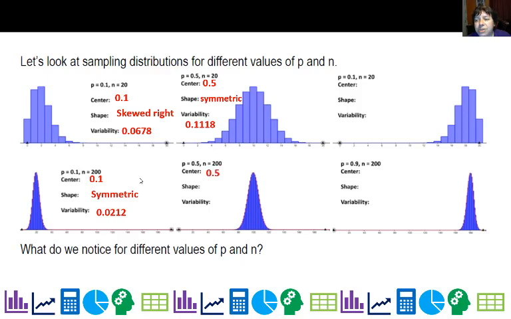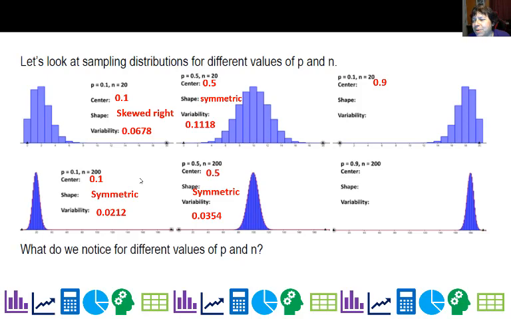Well, my center is going to stay the same. My shape is even more beautifully symmetric. I would expect my variability to be a little bit more than 3 times smaller, and it is. All right. And finally, let's go with an extremely high value of p of 0.9.